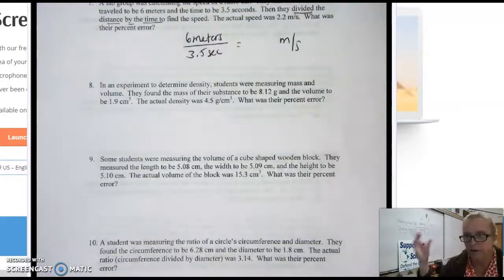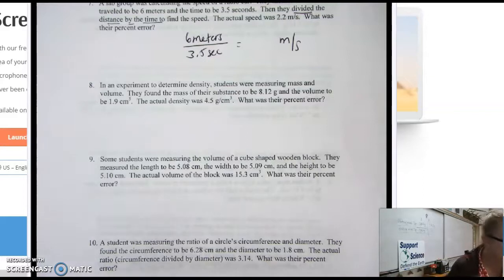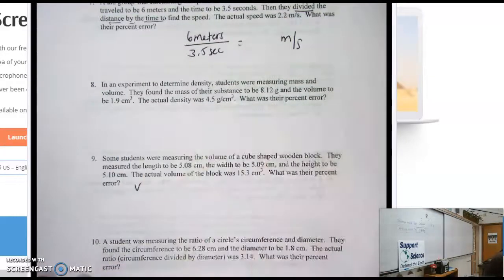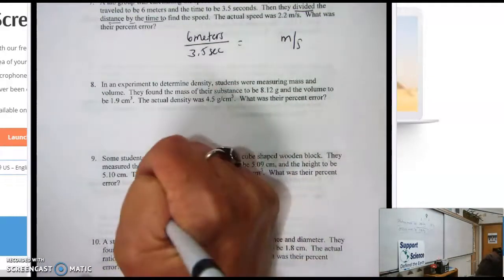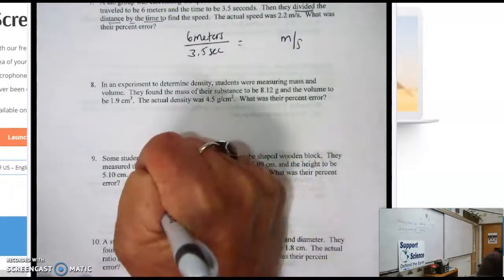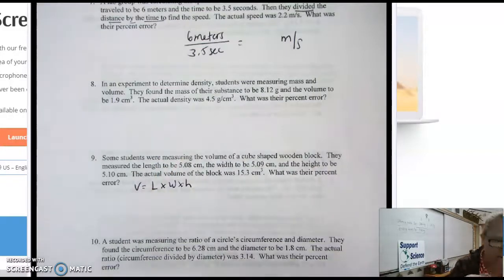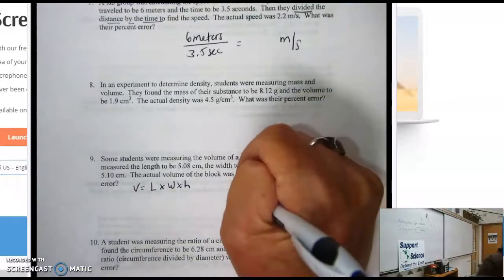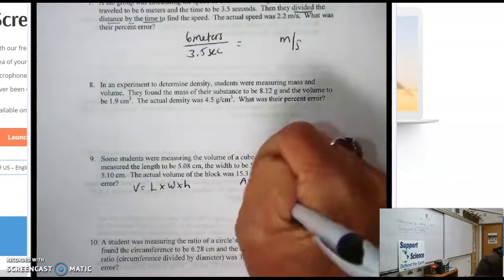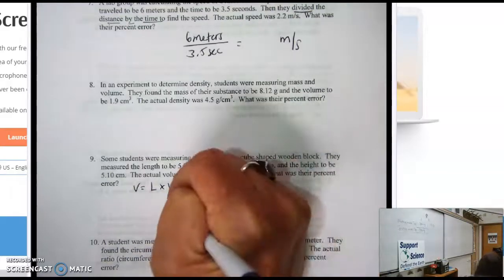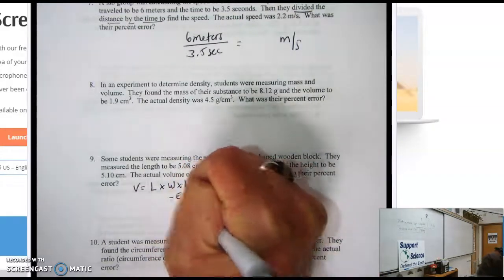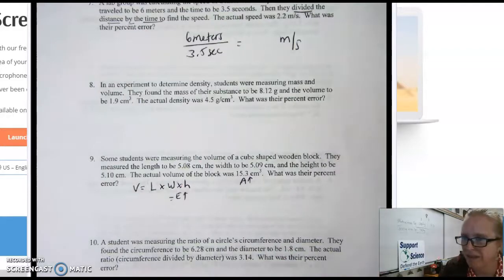Oy vey! What do you have to do? Remember geometry, math? To find the volume of what they measured, it's length times width times height, right? And then that will get you the volume, and your units are going to be centimeters cubed. Again, this is your actual volume right there, and this one's going to be your experimental volume. Okay, so hopefully that helps.